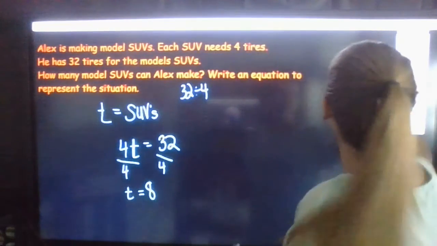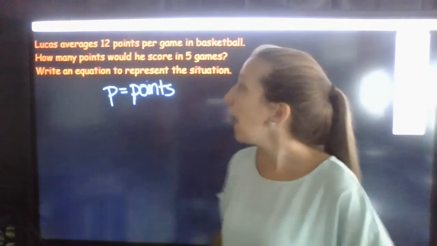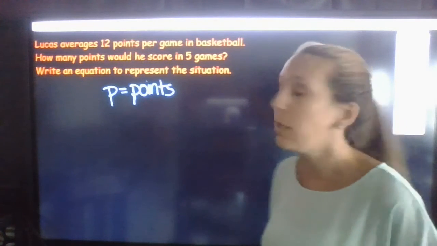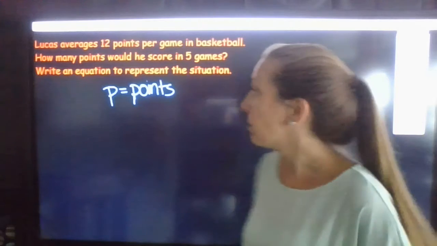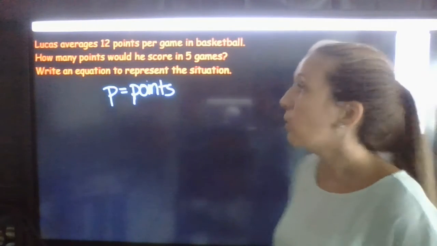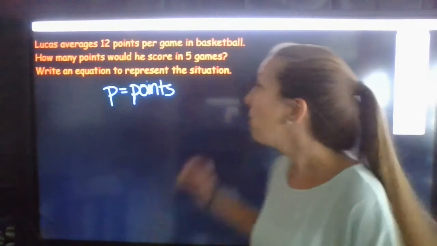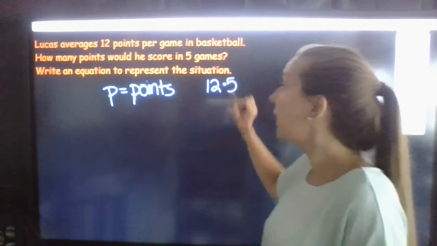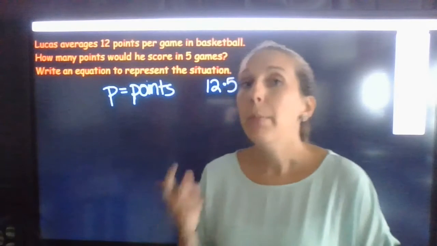Good. All right, next thing, we have Lucas averages 12 points per game in basketball. How many points would he score in 5 games? Write an equation to represent the situation. Well, what I would have done in elementary school, I would have said 12 points per game times 5 games is 60. Okay? But here's the deal.